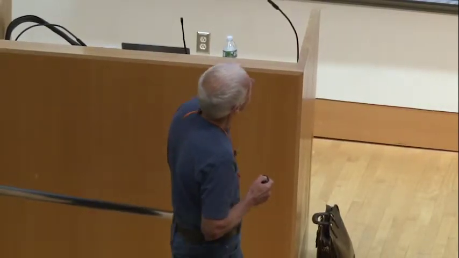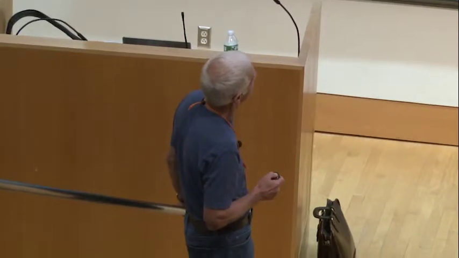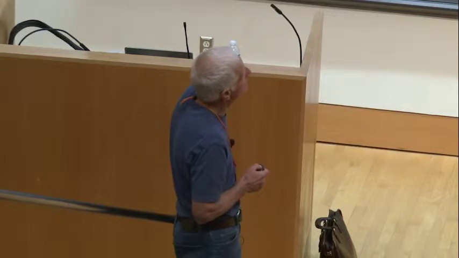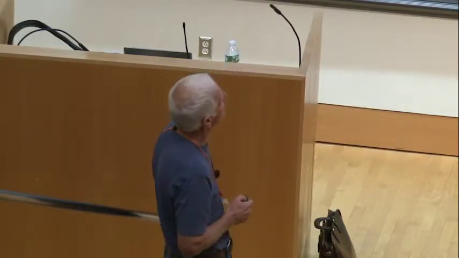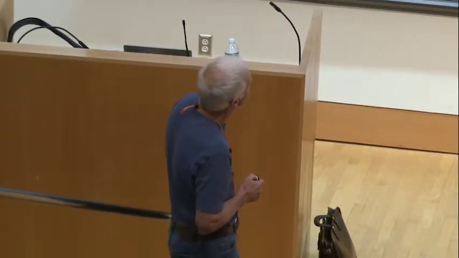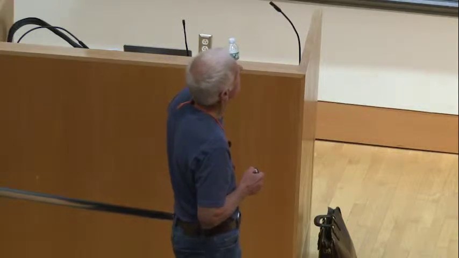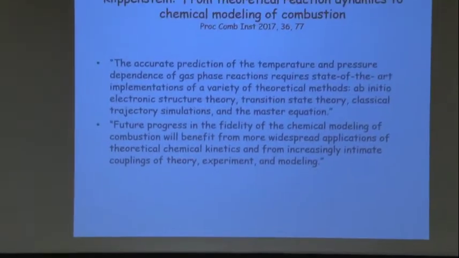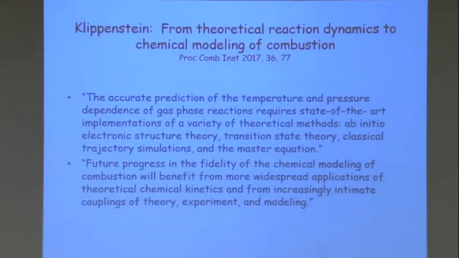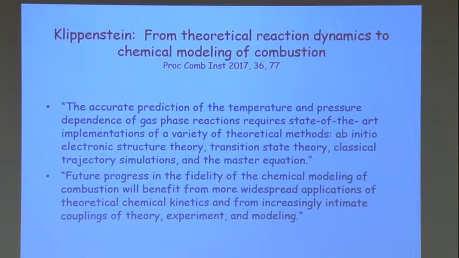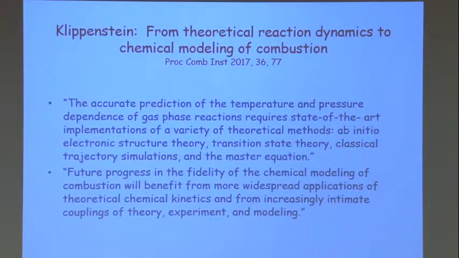The accurate prediction of the temperature and pressure dependence of gas phase reactions requires state-of-the-art implementations of a variety of theoretical methods: ab initio electronic structure theory, transition state theory, classical trajectory simulations, and the master equation. Future progress in the fidelity of the chemical modeling of combustion will benefit from more widespread applications of theoretical chemical kinetics and from increasingly intimate couplings of theory, experiment, and modeling.